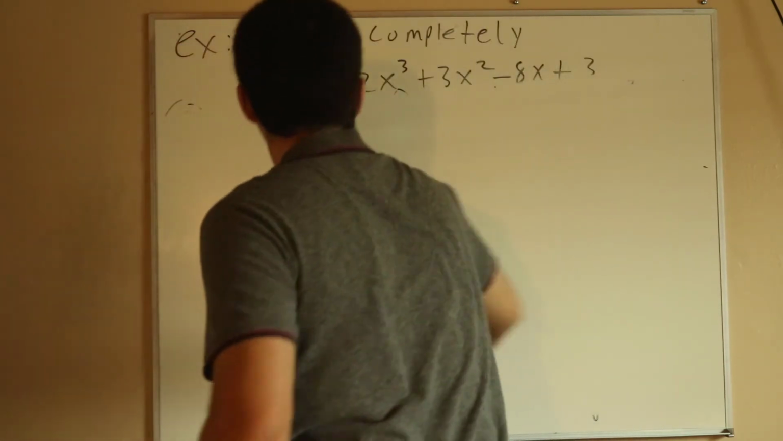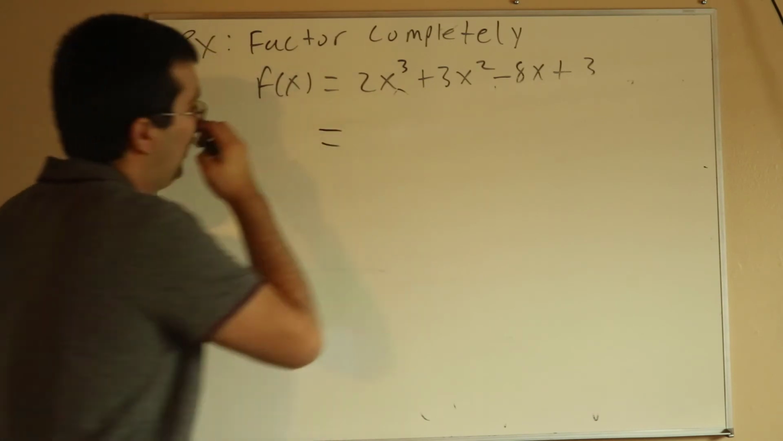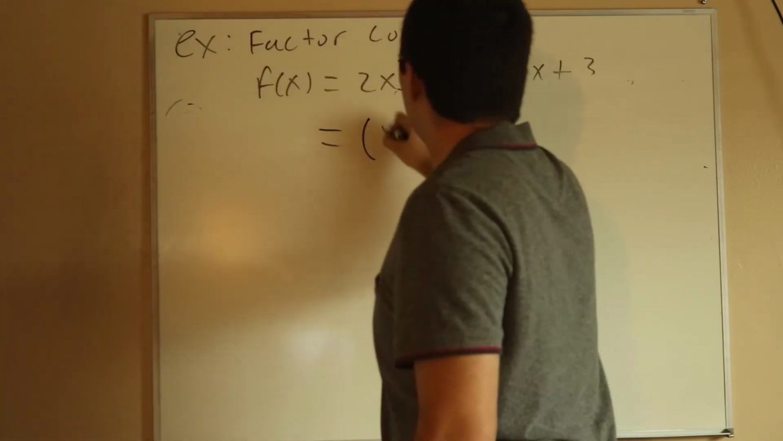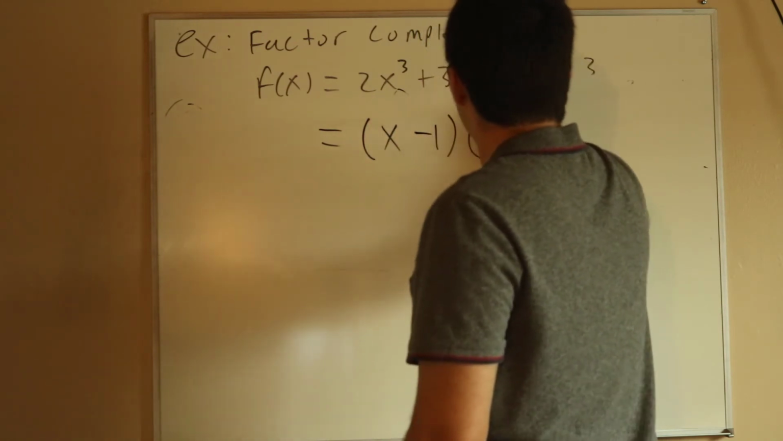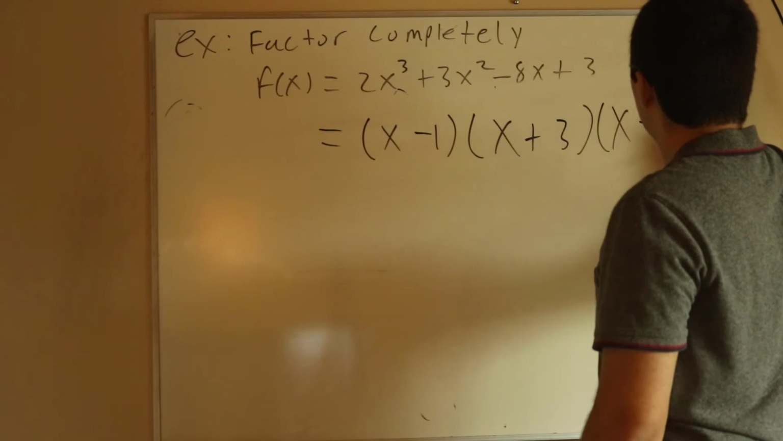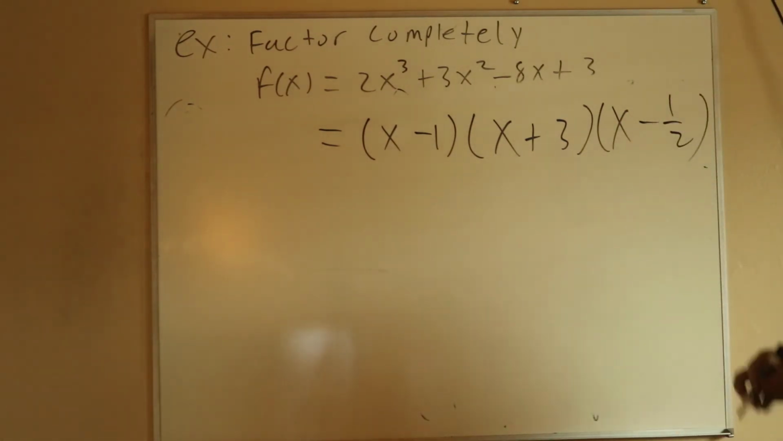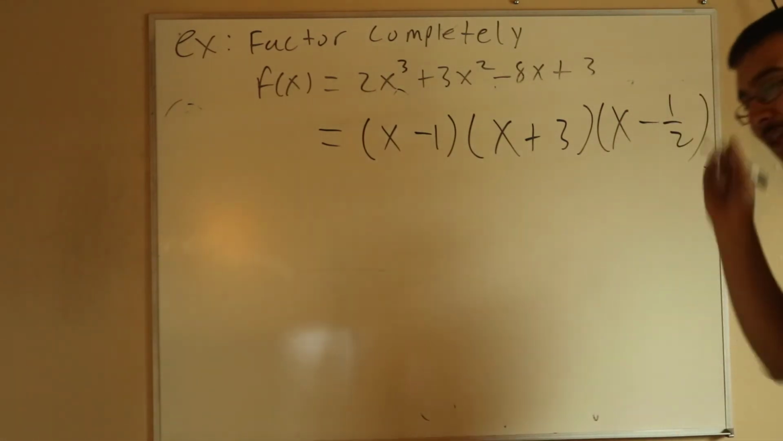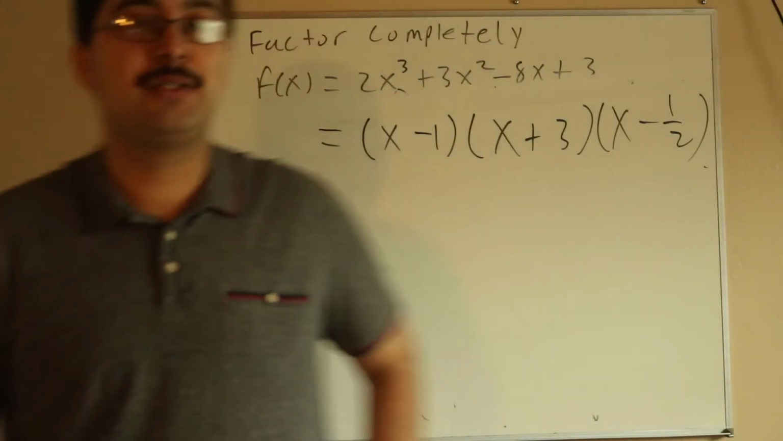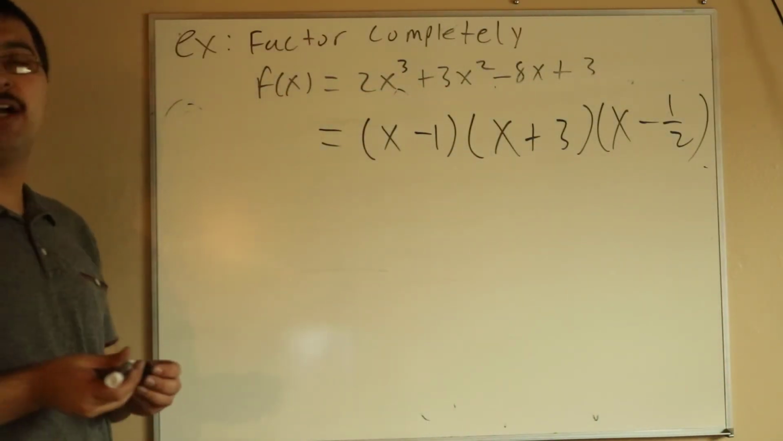Wonderful. So, to bring this all together, that means this then equals x minus 1/2 times x plus 3 times x minus 1 times x plus 3 times x minus 1/2 is the complete factored form of our polynomial function. Alright, that would be the final answer.